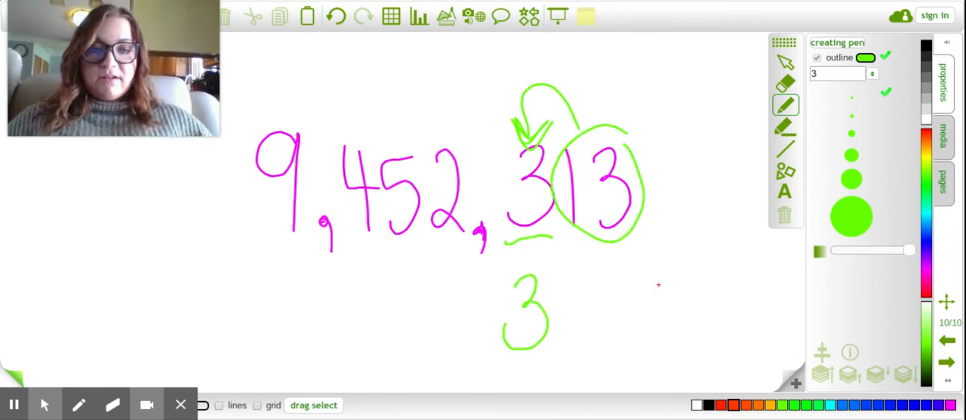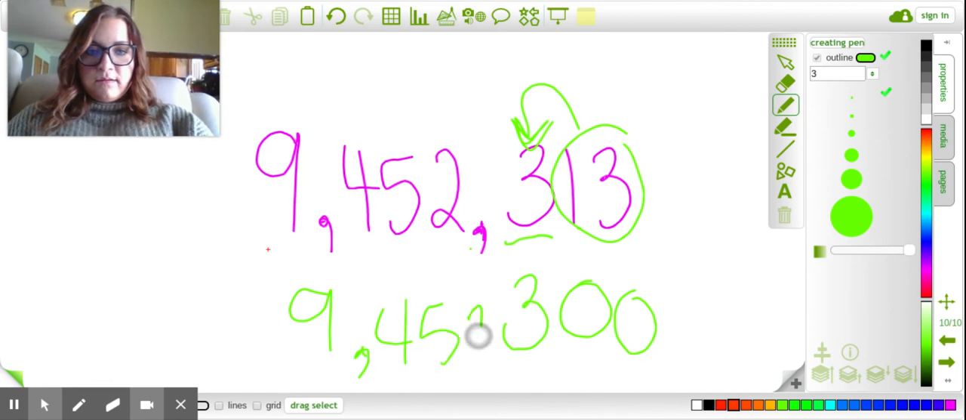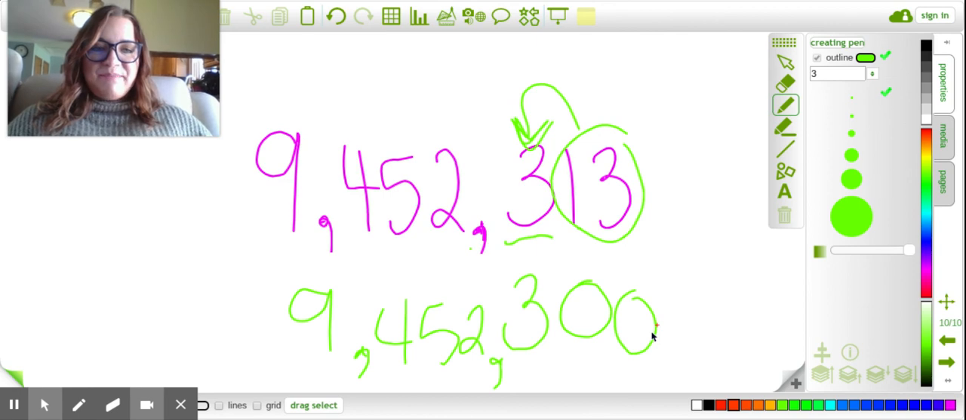Everything to the right of the underlined digit turns into a big old fat 0. We've got 2 digits, so we've got 2 zeros. And everything to the left of the underlined digit just stays the same. So our answer is 9,452,300.